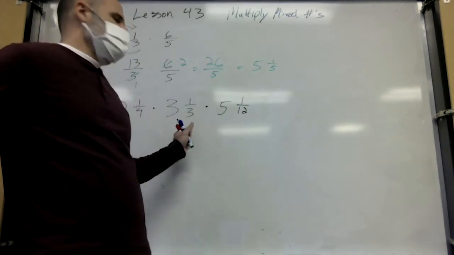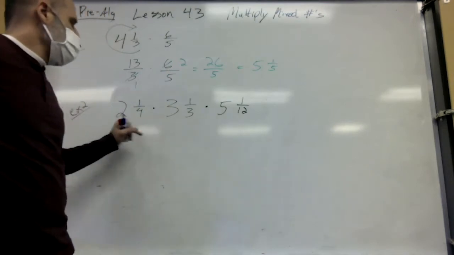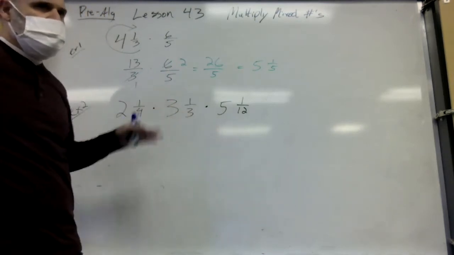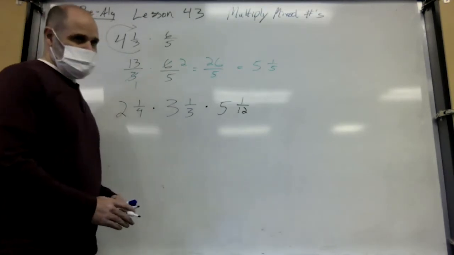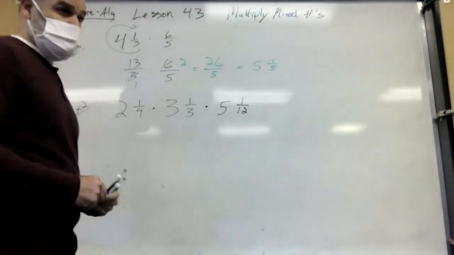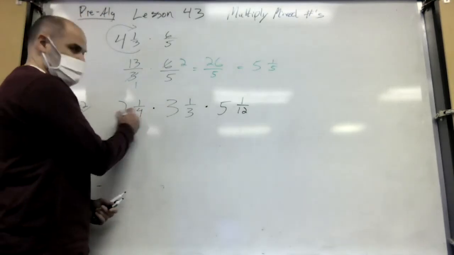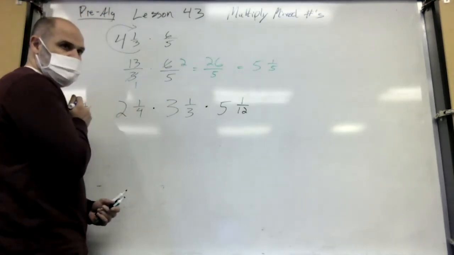So here's what you might have done. Don't multiply the big numbers and the small numbers. Don't do that at all. So change these to improper fractions first. So how do you do that? How do you change 2 1/4 to an improper fraction? What'd you get?